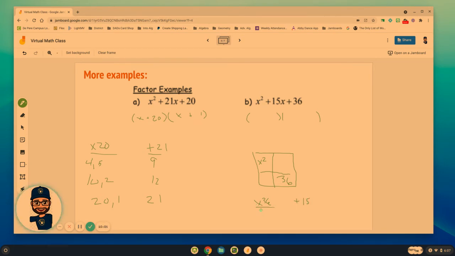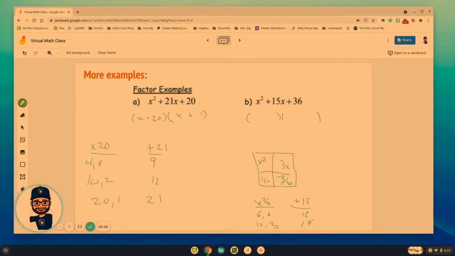A lot of times we think 6 and 6, but that only adds up to 12, so that doesn't work. Maybe it's 12 and 3. Well, lo and behold, 12 and 3 add up to 15. So let's put 12x down here, 3x there, and then find those greatest common factors.